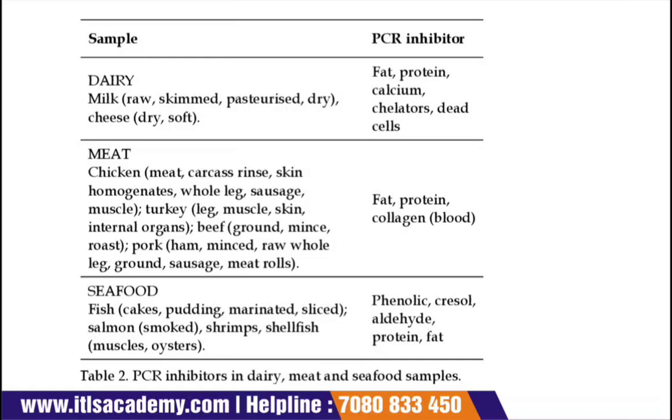Then for the sample of meat, the different kinds of meat like chicken, pork, turkey, beef, in this the PCR inhibitors are fat, protein and collagen. And in the seafood like fish and salmon, shellfish, in this sample the inhibitors are phenolic, aldehyde, protein, fat. So these are certain PCR inhibitors that are used in different industries like dairy, meat or seafood.